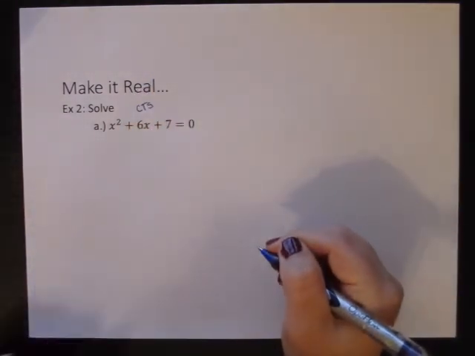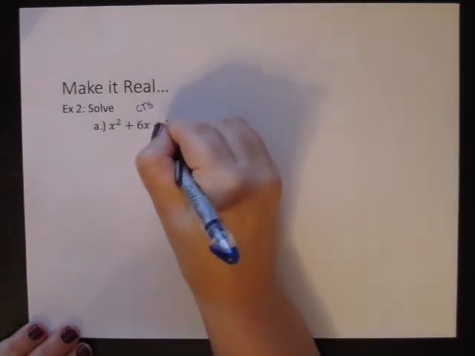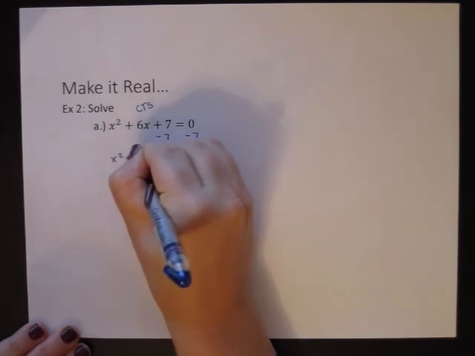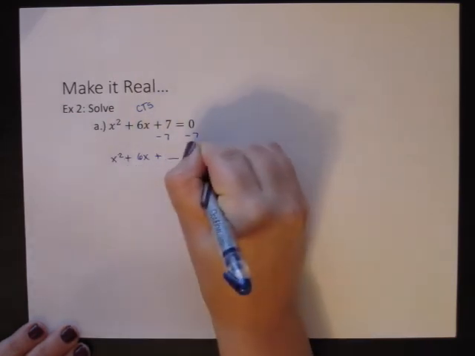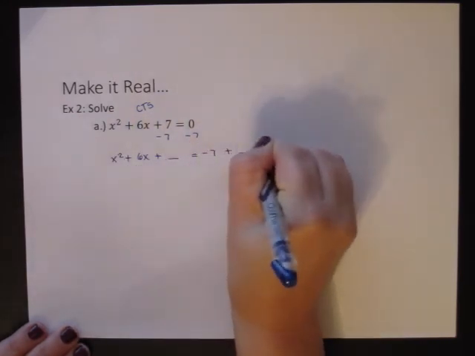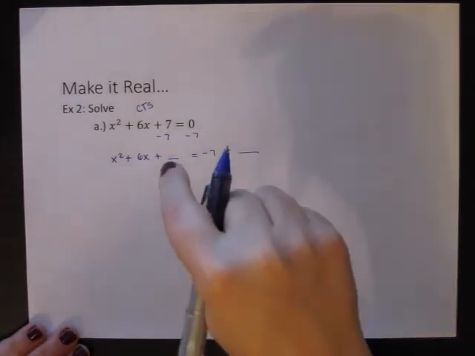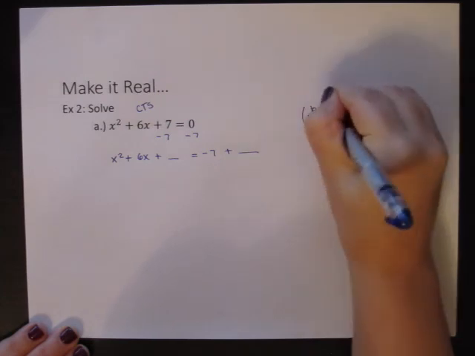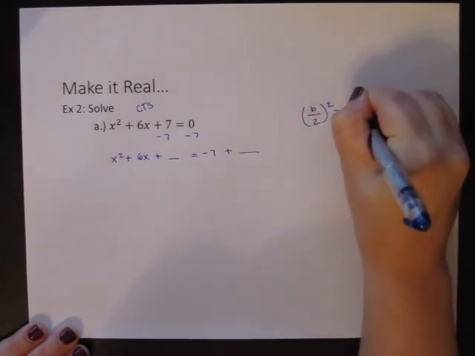So my first step is to move the constant to the other side, so I'm going to subtract 7 on both sides. So I get x squared plus 6x plus blank, because that's my step 2, equals negative 7 plus blank. Then I got to figure out what goes into my blank, so I'm going to take my b divided by 2, and then I'm going to square that result. So my b is 6.